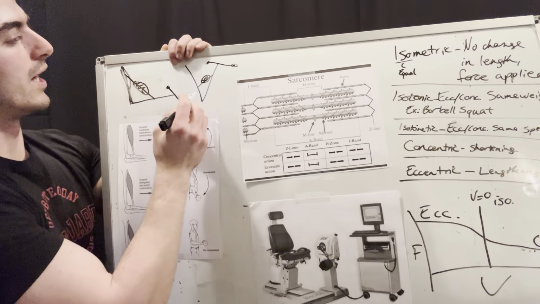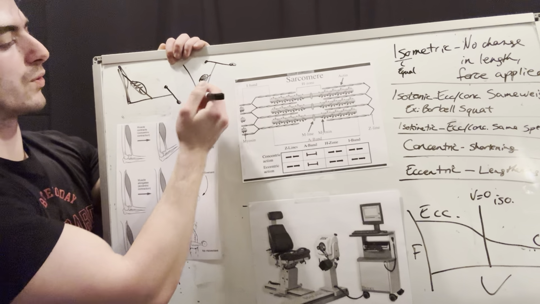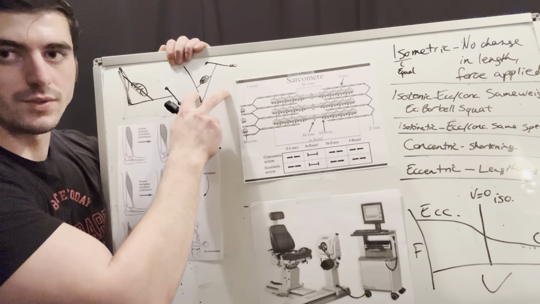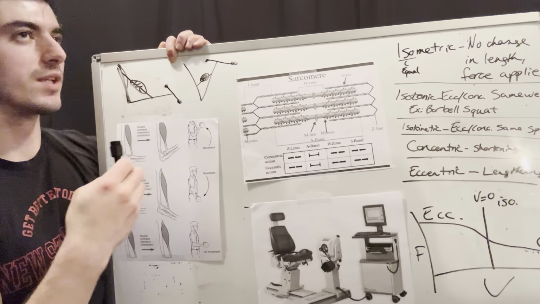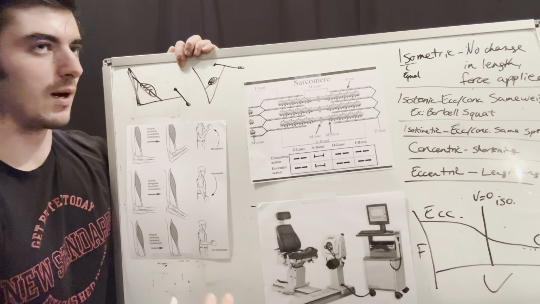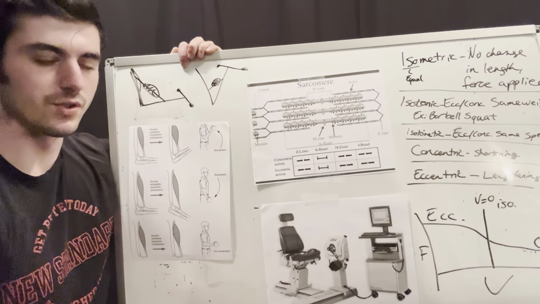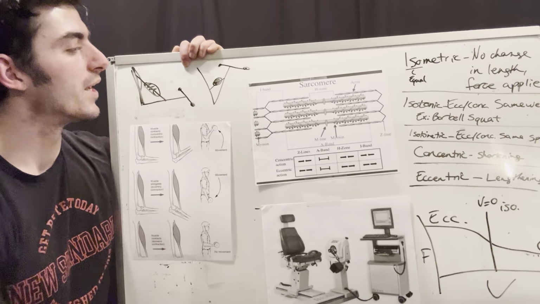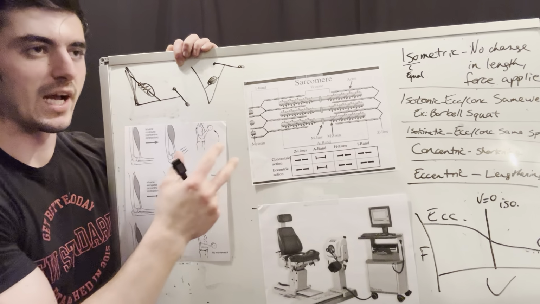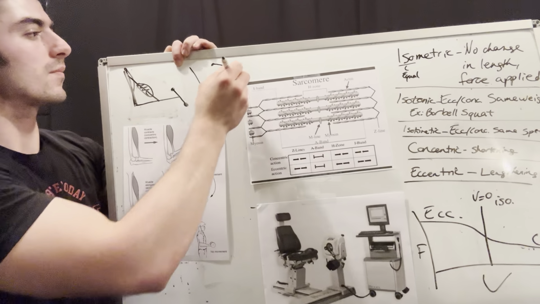Notice here how the muscle length is actually shortening, and the muscle is actually bunching up. What this is creating is a shortened sarcomere, which is a muscle cell. It is bunching up as we're contracting the muscle.